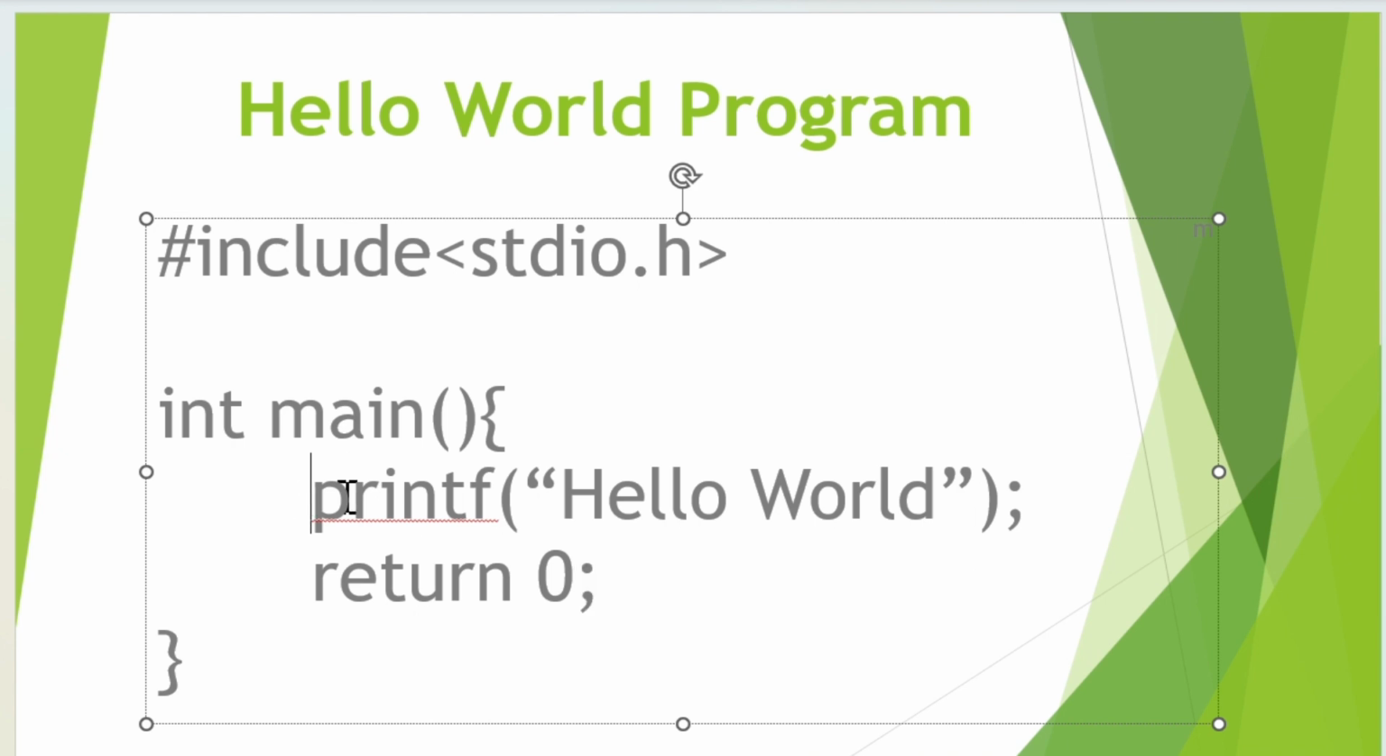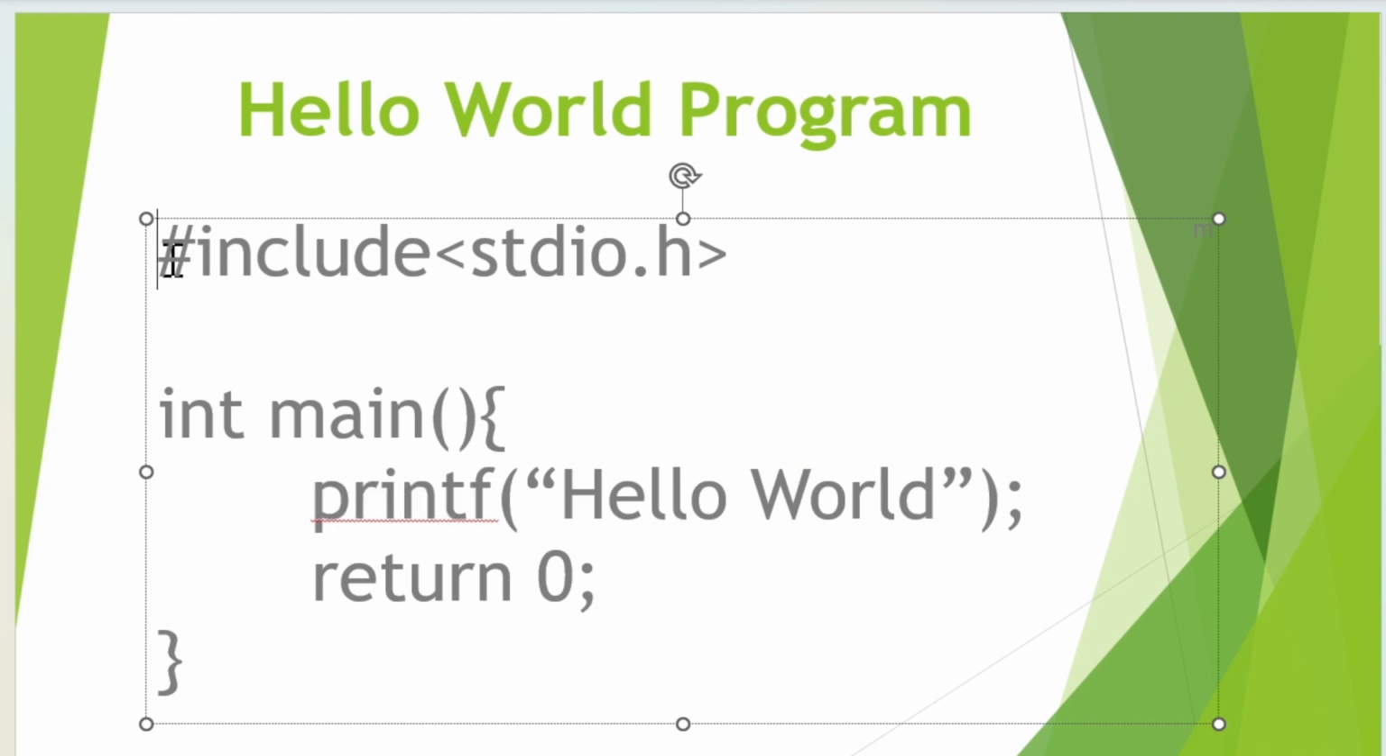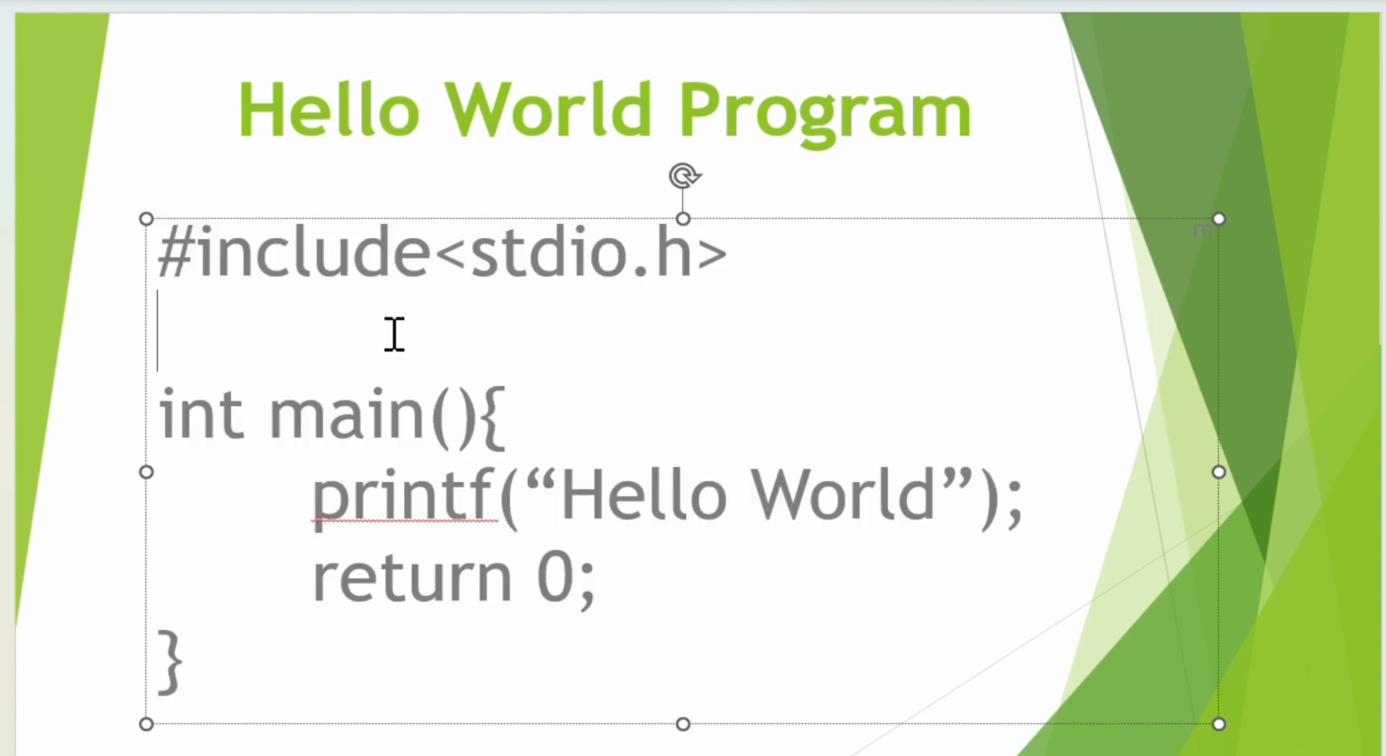Now we also have to give a header file so that the compiler will understand what to do with this printf. That's why we are writing hashtag include stdio.h. Now what we will do is execute this program and see whether this is working or not.